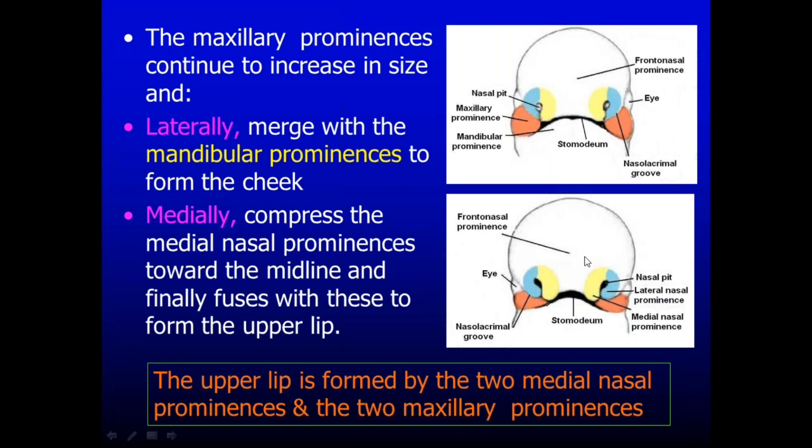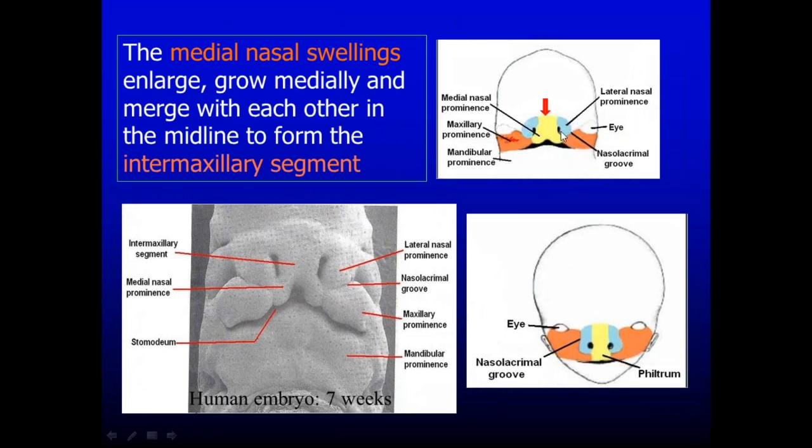Coming to the next diagram. Now the medial nasal prominences grow medially, merge with each other, and form the intermaxillary segment. Now this is the next diagram. This central part, the root of the nose, the central part, and the philtrum are derived from the medial nasal prominence and frontonasal prominence. This lateral side, blue color, is derived from the lateral nasal prominence, which will form the ala of the nose. These are the nasal pits. They will open as external nares.